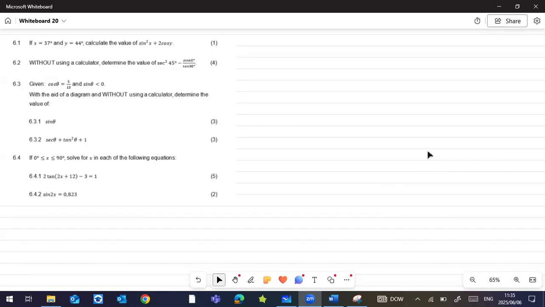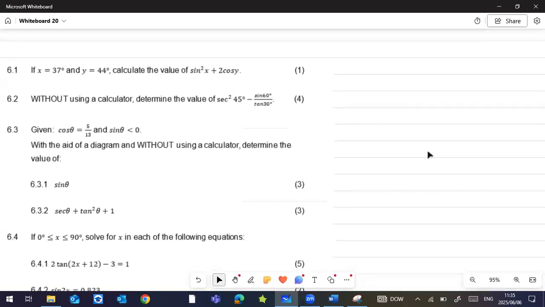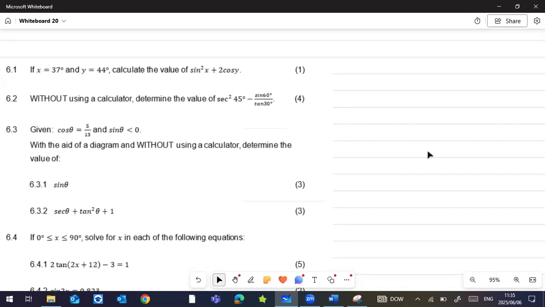Given in 6.1 there, you are given that if x equals 37 degrees and y equals 44 degrees, calculate the value of sine squared of x plus 2 cos y. Let me just maximize here so that you can see the question. You see your 6.1. If x equals 37 and y equals 44 degrees, calculate the value of sine squared of x plus 2 cos y. Now, let us start to answer 6.1.